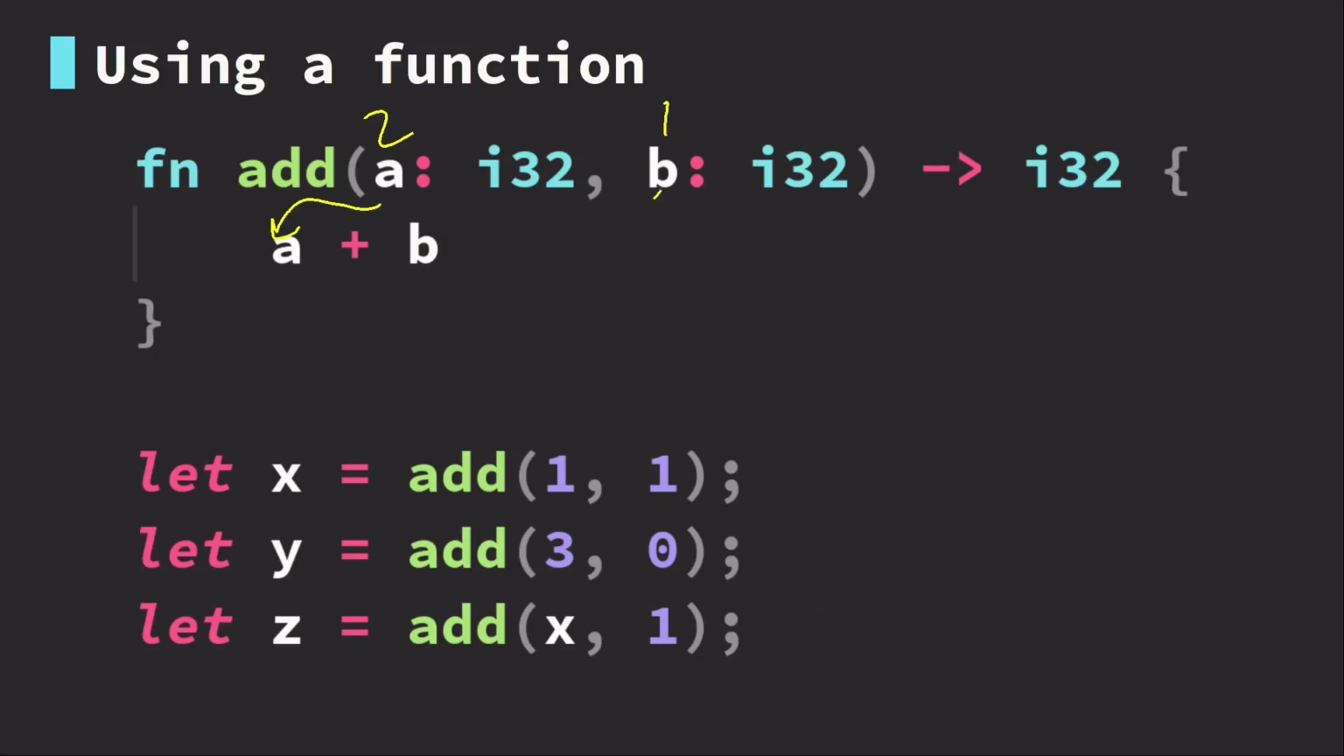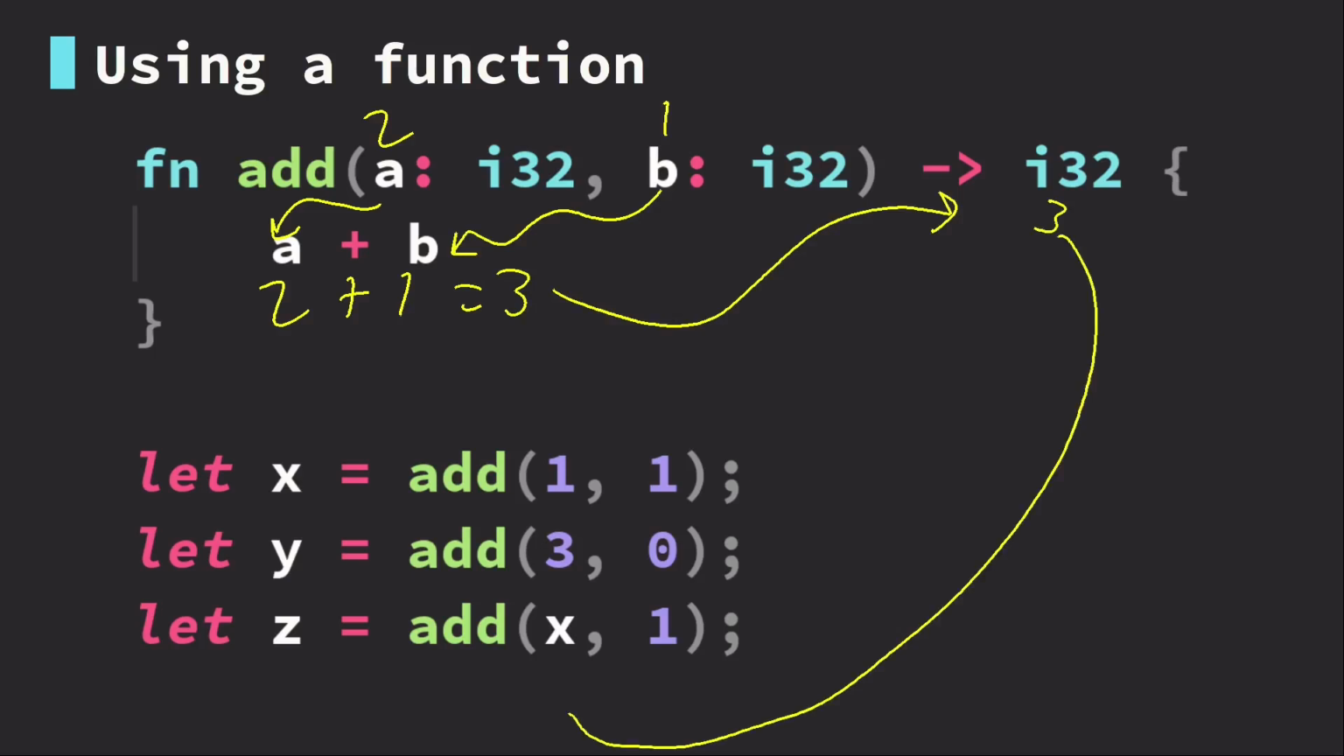That will go into a. B will go into b. So we'll get 2 plus 1 equal to 3. We then return the 3. That comes down here. This will get replaced with a 3. And z is now equal to 3.